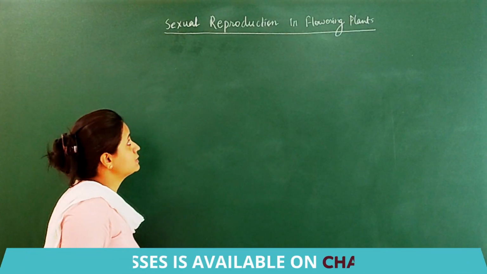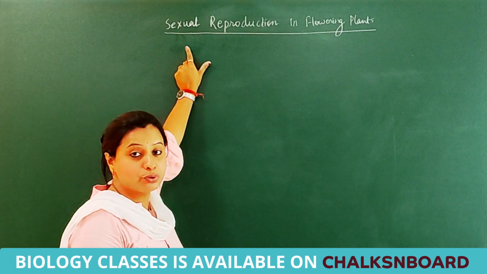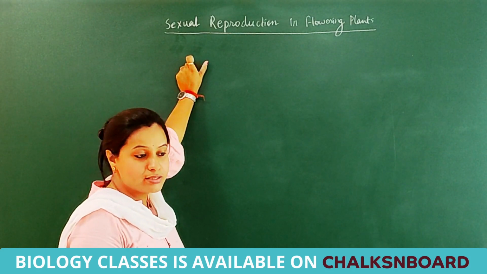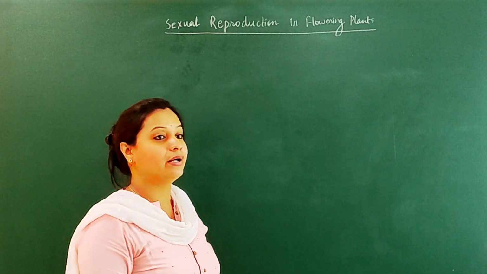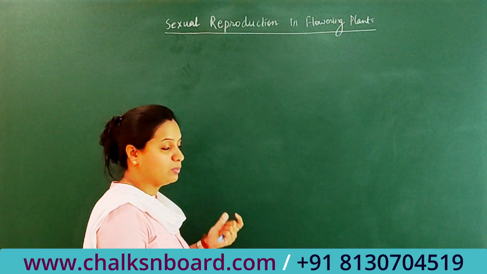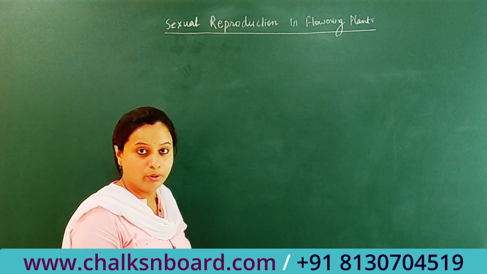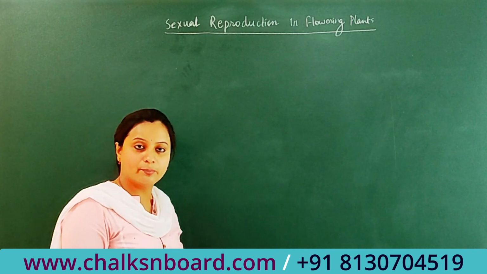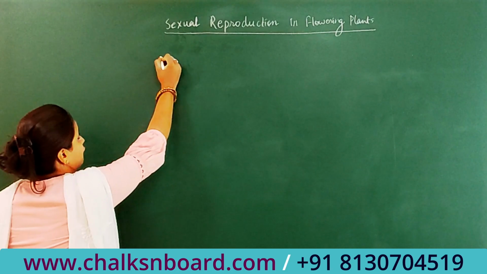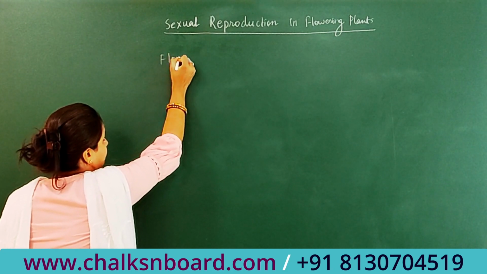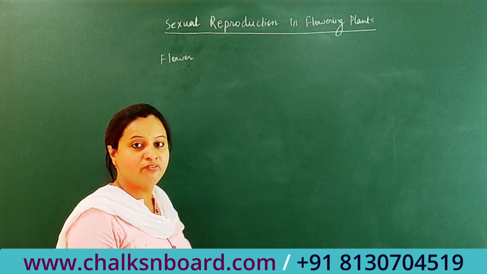As this chapter says, we are going to talk about how plants show sexual reproduction. We know that animals undergo the process of sexual reproduction, but it is seen in plants also. Yes, sexual reproduction takes place in plants also. So what is the structure where sexual reproduction takes place? That structure is called the flower. So the flower is the part where sexual reproduction takes place in plants.